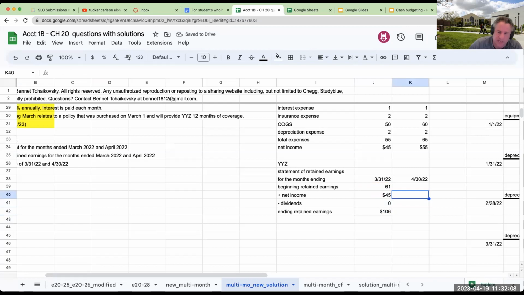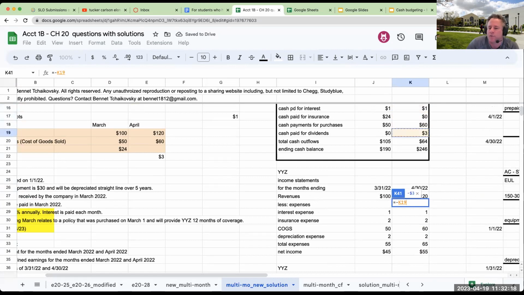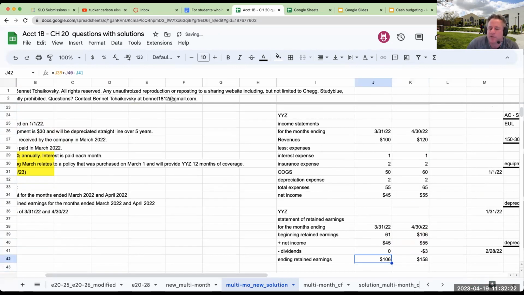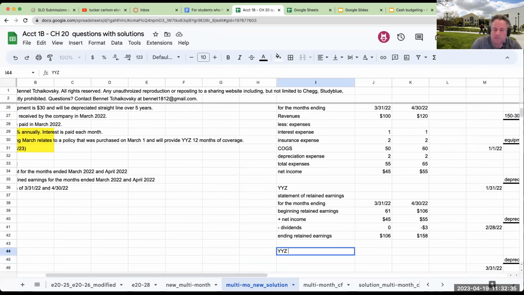My ending retained earnings becomes the beginning retained earnings for the next period. My net income was 55. My dividends that I paid were 3,000. So my ending retained earnings is going to be 158. That's my statement of retained earnings. That's the bridge between the income statement and the balance sheet. Let's go over here to the balance sheet.